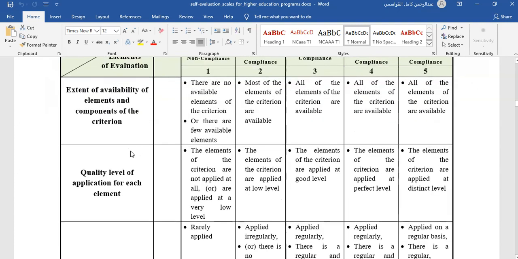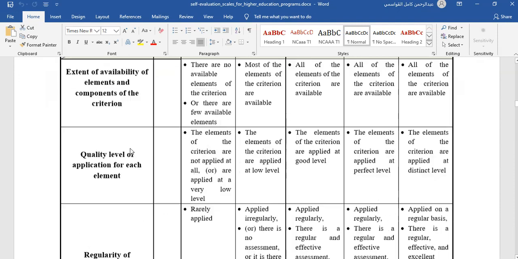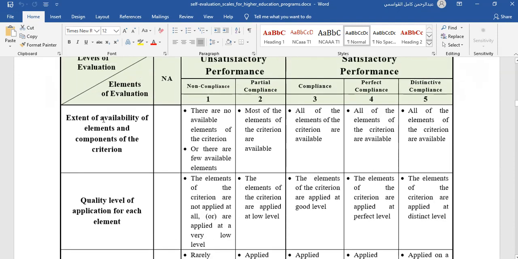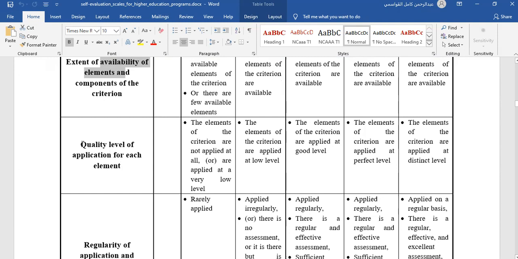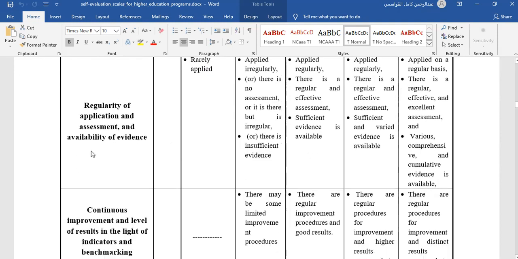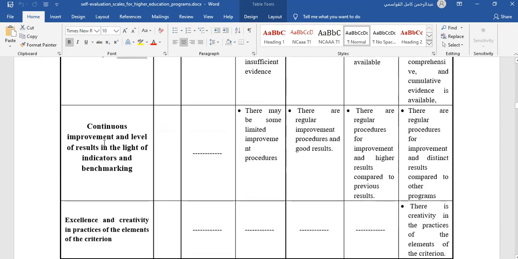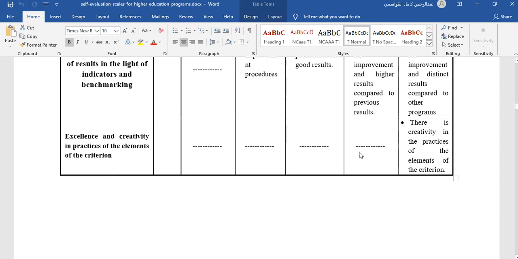So here we have the main keywords. First, as we said, the availability of the elements. Then we have the quality level of application for each element, regularity of application and assessment, and availability of evidence. And this is the continuous improvement and level of results in the light of indicators and benchmarking. And finally, this is for level 5 only, as you see: there is excellence and creativity in the practices of the elements.